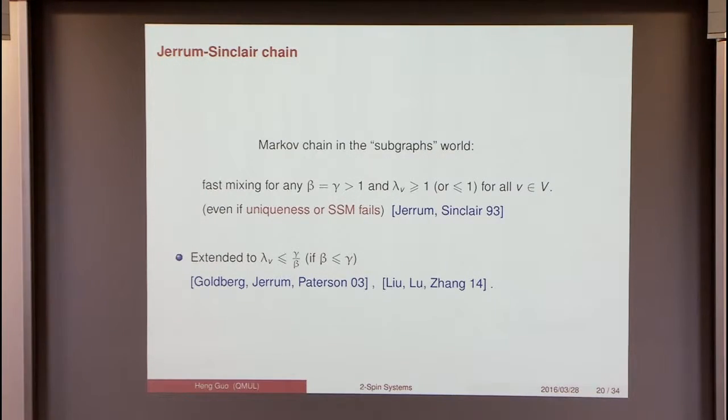So vertices and edges favor different spins. Therefore, there's a certain tension among them, and the criterion is that if the tension is not so strong, then we can have an algorithm. If it is too strong, then the algorithm would fail. And if vertices and edges both favor the same spin, let's say beta, then the problem is easy due to the Jerrum-Sinclair algorithm.